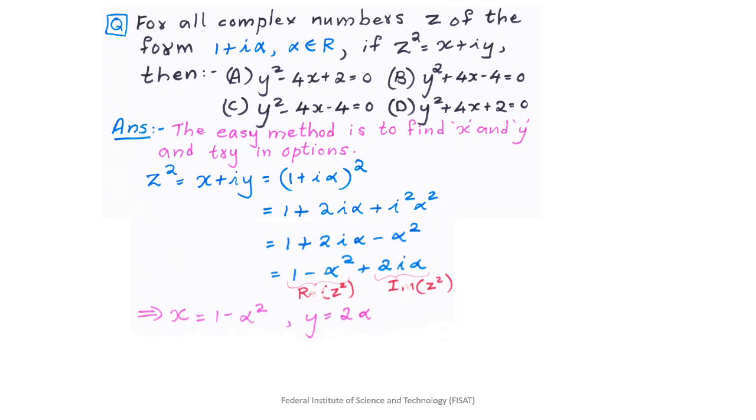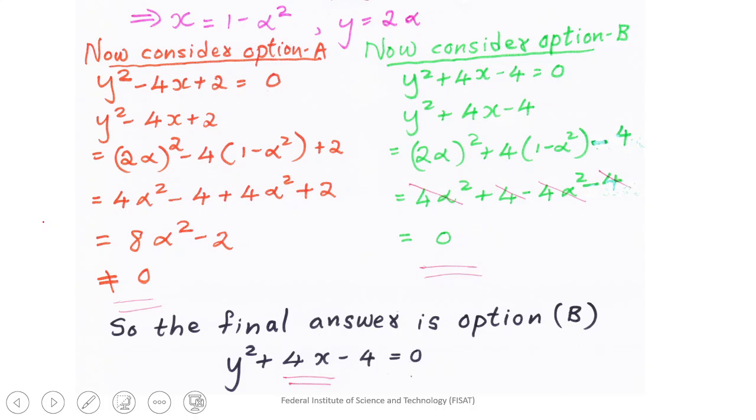On using the formula a plus b the whole square, expanding, you will obtain 1 minus alpha square plus 2i alpha. So this is the real part and this is the imaginary part. x equal to 1 minus alpha square, y equal to 2 alpha. Now you obtain the values of x and y. You can consider the options. First you consider option A.